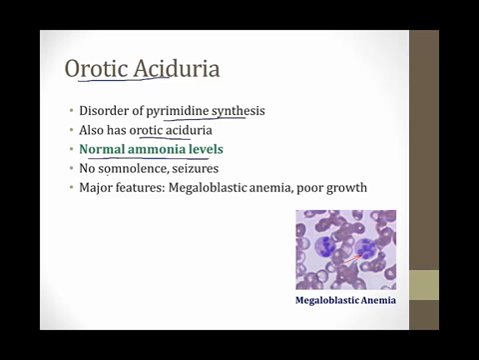This means there will be no somnolence in these babies, no seizures in these babies. The major feature of orotic aciduria is a megaloblastic anemia and poor growth. And the reason you get a megaloblastic anemia in orotic aciduria is because you cannot synthesize pyrimidines, therefore you cannot synthesize DNA and RNA normally, and that leads to a megaloblastic anemia.